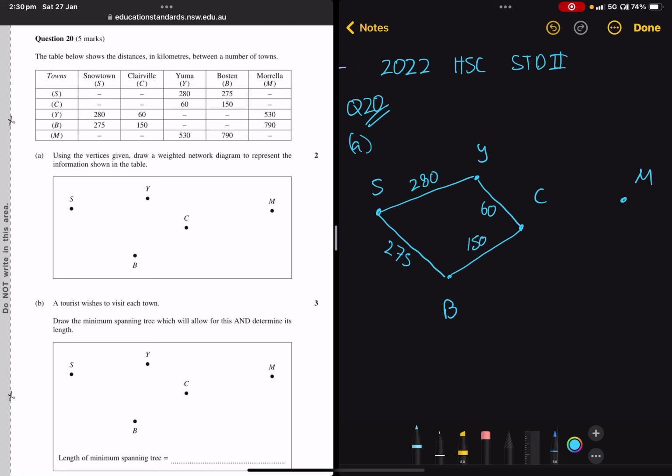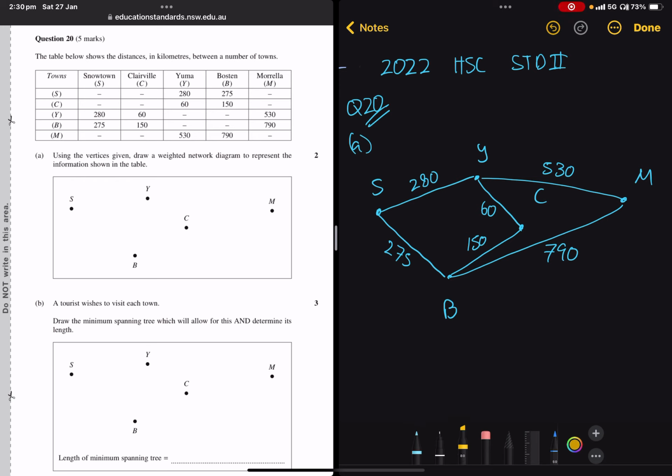We then look at Y. It has three connections, one to S, one to C, and one to M. So we've already got the one to S, we've already got the one to C. Now we need an extra one for M, and it is 530. We now look at B. B has three connections, one to S, one to C, and one to M. Well, we already have the S and C connections, so we're just going to be connecting this one to M. This is 790. And then we look at M. M has two, one to Y and one to B. We already have those. Consequently, this is the correct network diagram. So this is our correctly drawn network diagram.